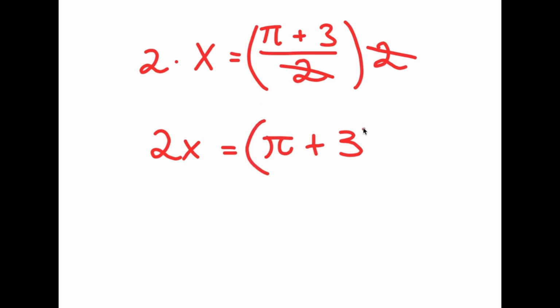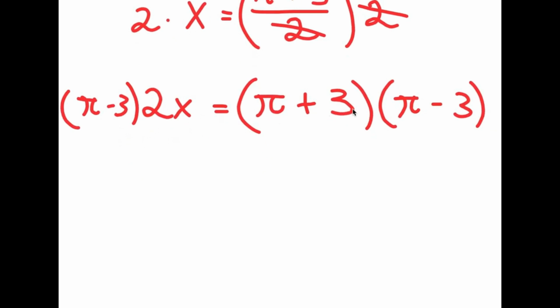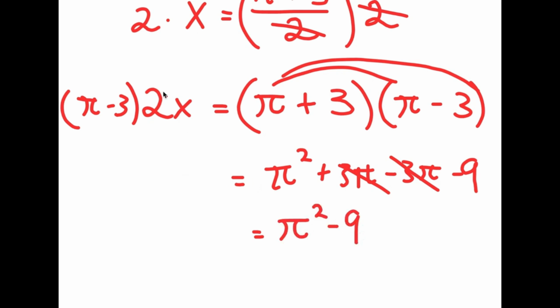Now, from here, I'm going to multiply both sides by pi minus 3. So I have pi minus 3 times 2x is equal to pi plus 3 times pi minus 3. Now, for pi plus 3 times pi minus 3, I distribute the pi, so I get pi squared plus 3 pi minus 3 pi, which simply cancel out, and then I have minus 9 at the end. So this is pi squared minus 9. For my left-hand side, I can distribute the 2x, so I get 2x pi minus 6x.